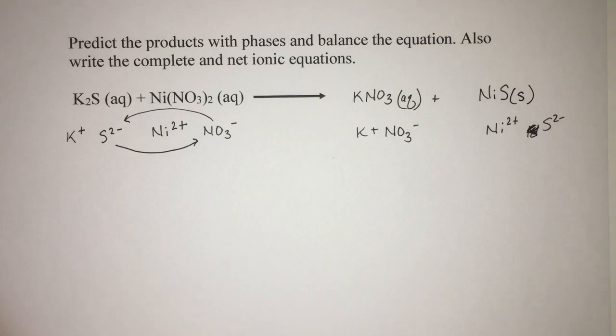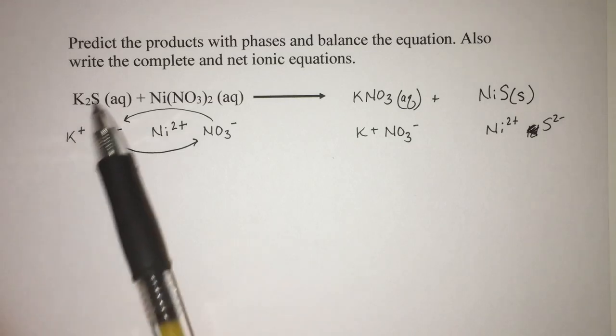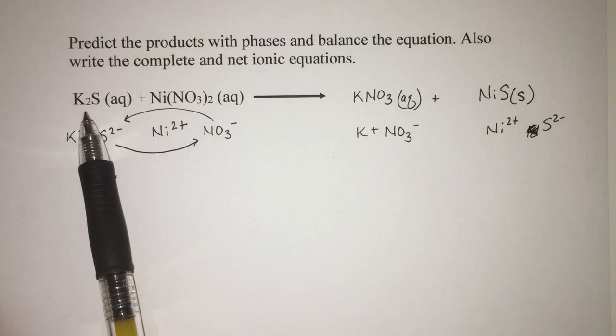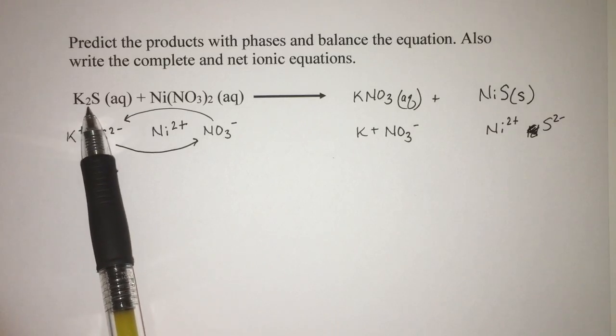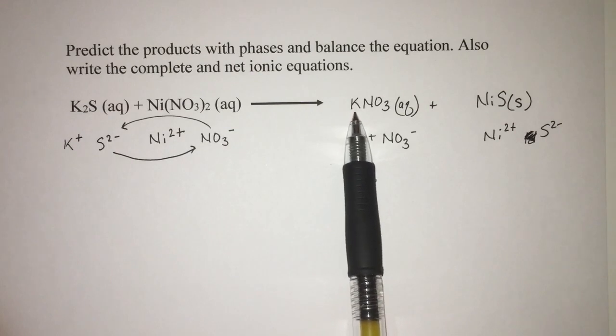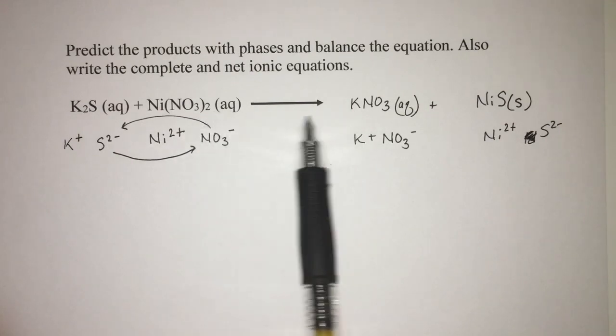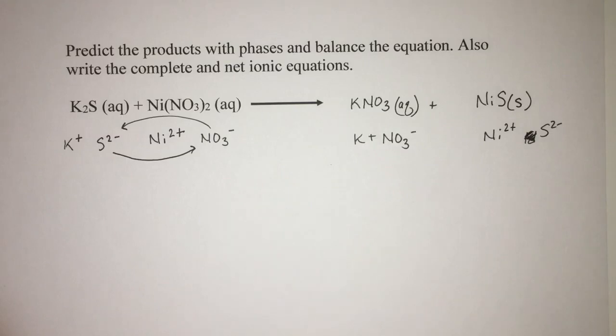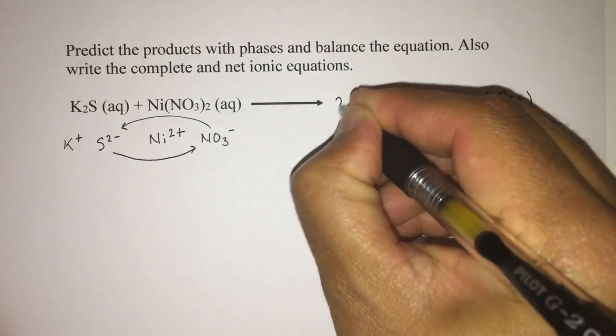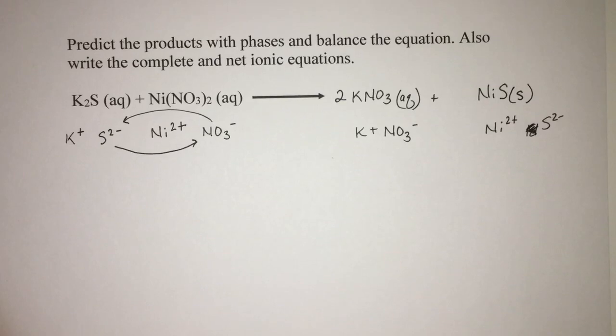Okay. At this point, we've written the products with the formulas and we've written the phases. Let's balance the equation. We need a balanced equation in order to do stoichiometry. You notice that the equation is not balanced. So just to balance by inspection, inspection just means look at it. There's 2 potassium. Over here there's 1 potassium. There's 2 nitrate. Over here there's 1 nitrate. So we'll balance by writing a 2 in front of the potassium nitrate.